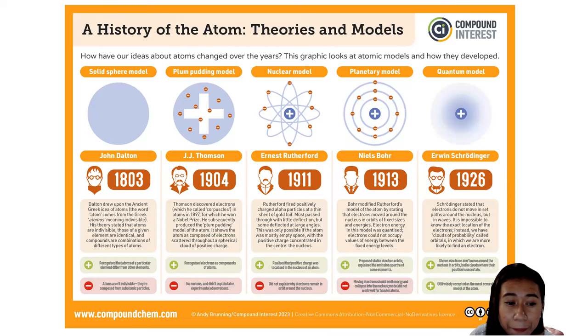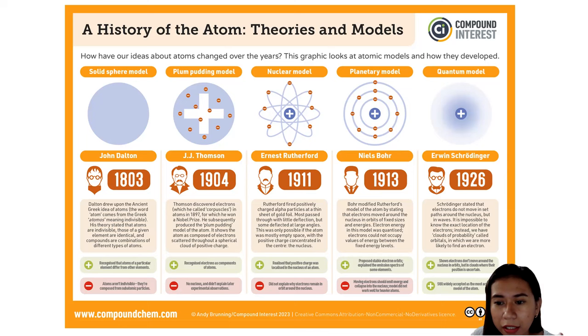Kasi we don't have a direct evidence as to what is really the face of, or ano ba talaga yung appearance ng atom na yan. So wala talaga tayong direct na evidence. Indirect lang yung evidences natin. So kaya siya theory, no? So we have here first is John Dalton. Pero nauna pa rin yun sina Leucippos, si Democritus. But we'll start with John Dalton.